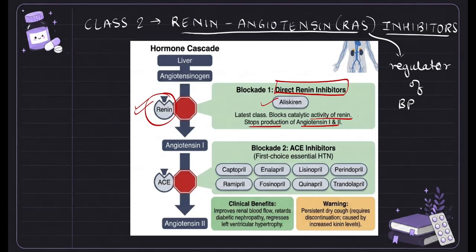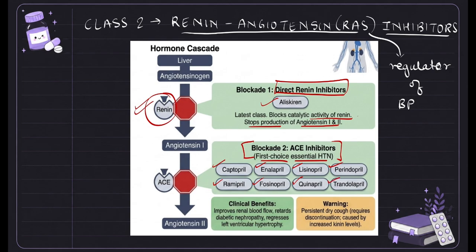Next in this hormone cascade, we have the ACE inhibitors. These are first-choice drugs for essential hypertension. The list includes captopril, enalapril, lisinopril and perindopril, as well as ramipril, fosinopril, quinapril, and trandolapril.